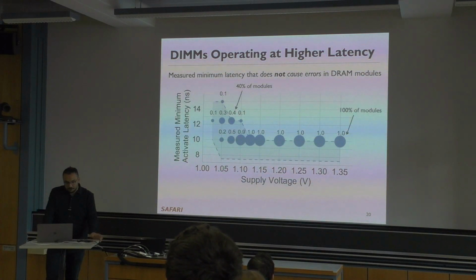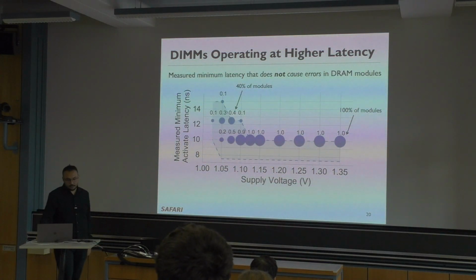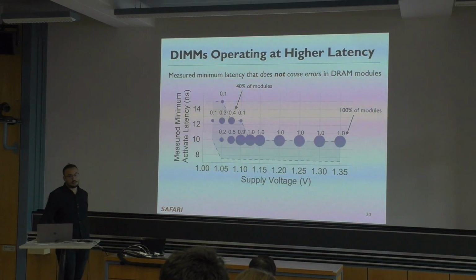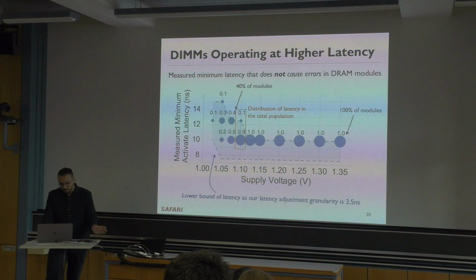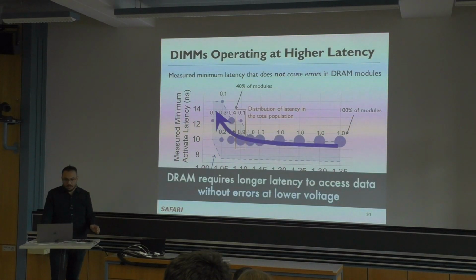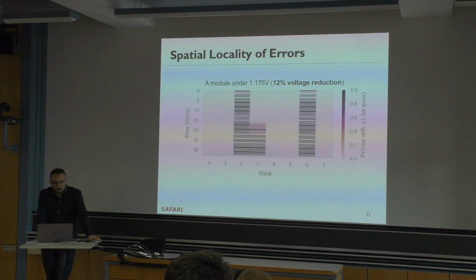And after some point, you see that when you add up the columns, it doesn't reach 100%. Then it means that whatever activation latency value you put there, your DRAM doesn't work reliably. So you cannot operate at that voltage. You can't rely on that. Okay, I already talked about this. And the key takeaway is DRAM requires longer latency to access data without errors at lower voltage.